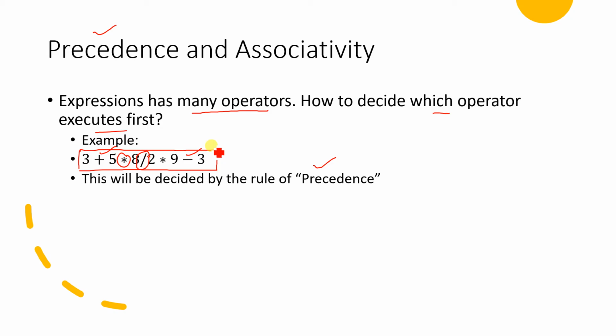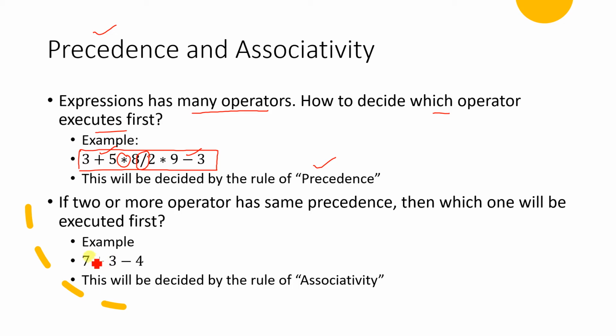But it does not mean that precedence is always different; sometimes the precedences are similar to each other. For example, in the expression 7 plus 3 minus 4, plus and minus have the same precedence, so which one needs to be executed first? That will be decided by your associativity rule. Associativity shows whether the expression will be evaluated from left to right or right to left. For this case, as these are arithmetic expressions, the execution will be done from left to right.